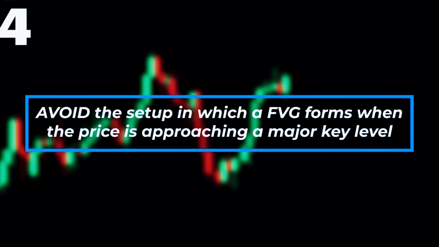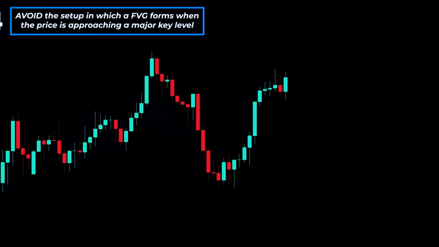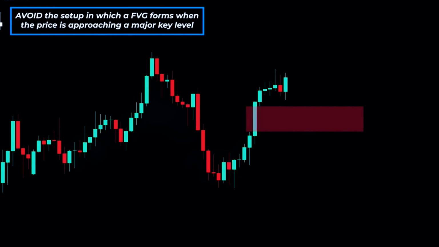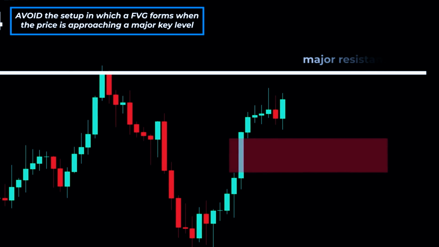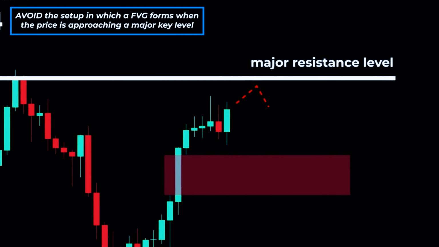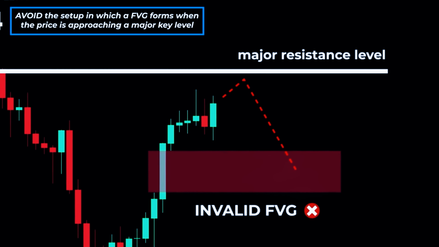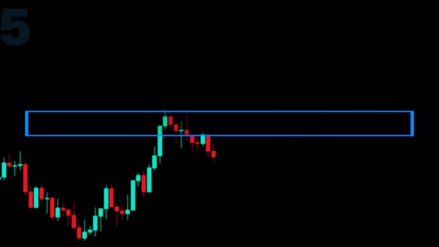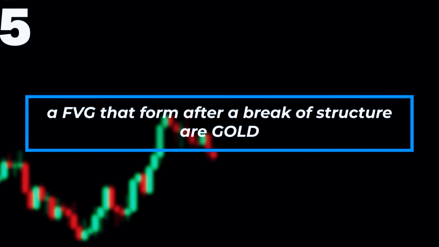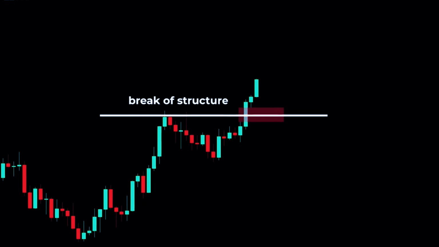Number 4. A type of setup you should absolutely avoid is when a fair value gap forms as the price approaches a major key level. For example, let's say you spot a bullish fair value gap forming, but when you look back, you notice that there's a major resistance level above, so it's best to ignore this fair value gap. This is because key levels could cause the price to be rejected and reverse from them, which may invalidate our initial fair value gap.